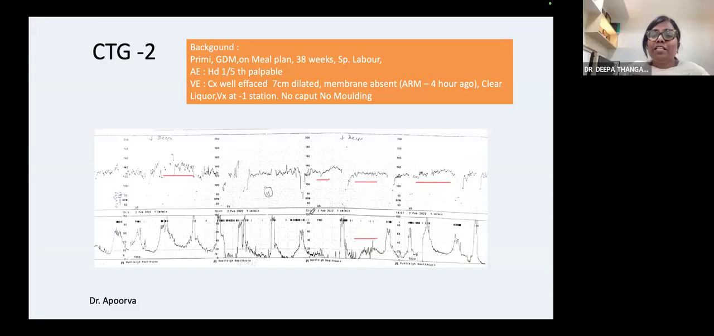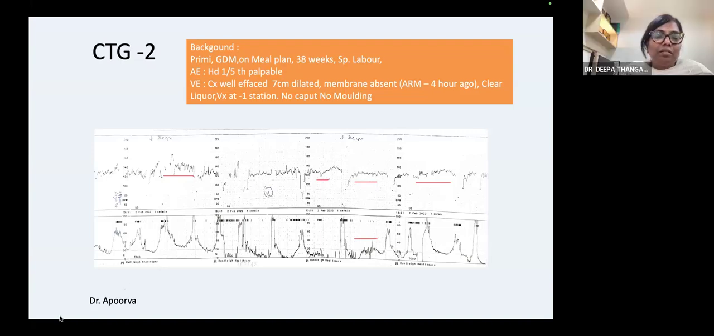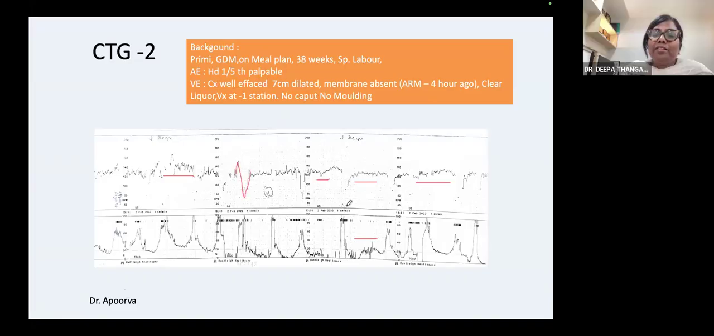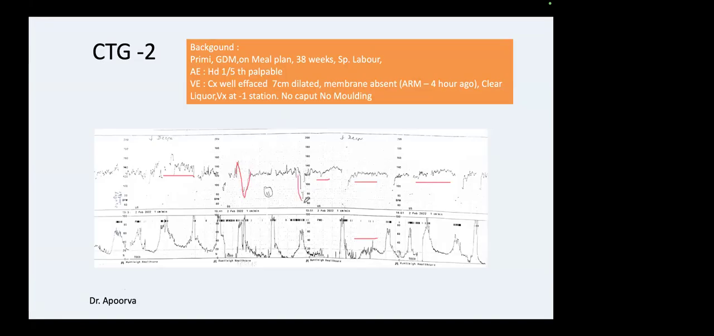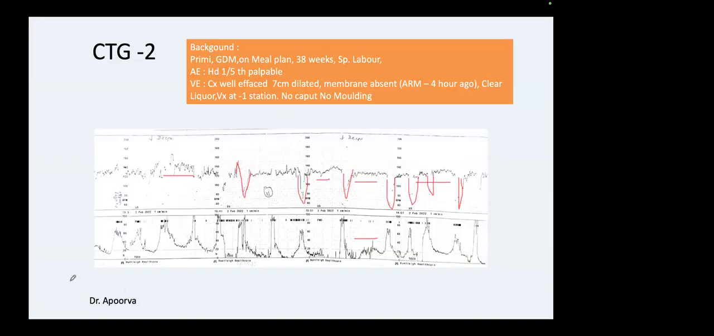Whenever there is a deceleration, you have to type the deceleration along with the contraction. Is it early deceleration? Why early? Because it corresponds with the contractions. Early and late decelerations should be uniform with every contraction, and they have to be uniformly seen. Here it is not uniformly seen, so it is not early.